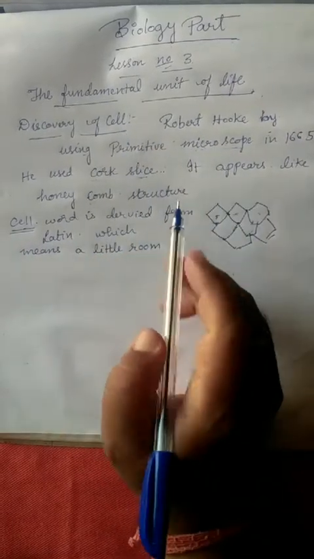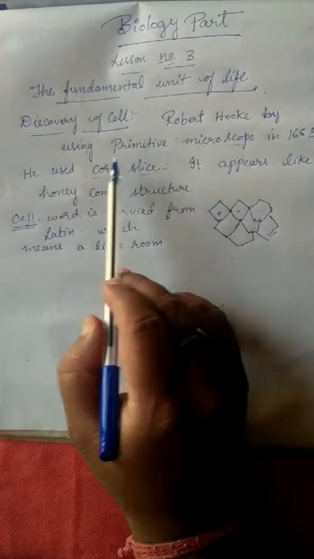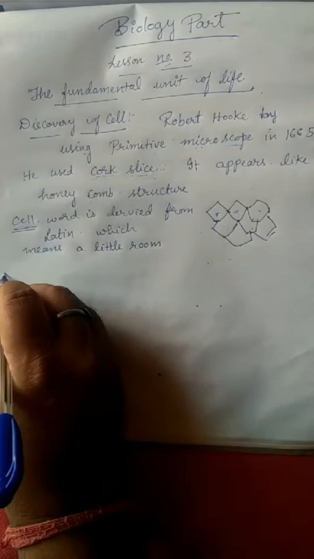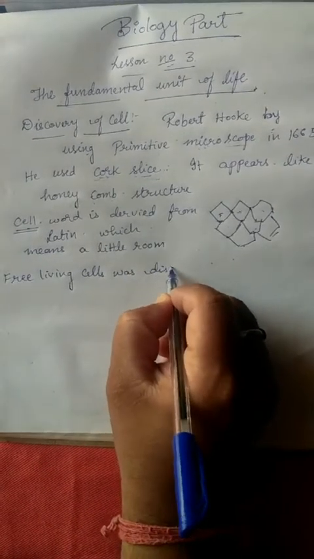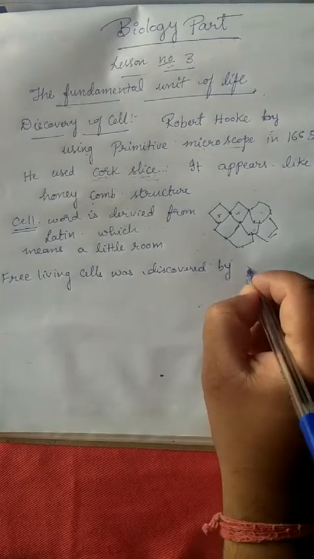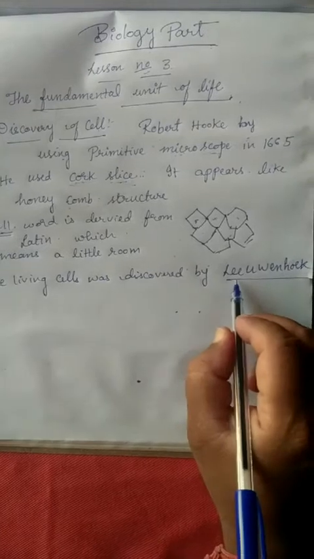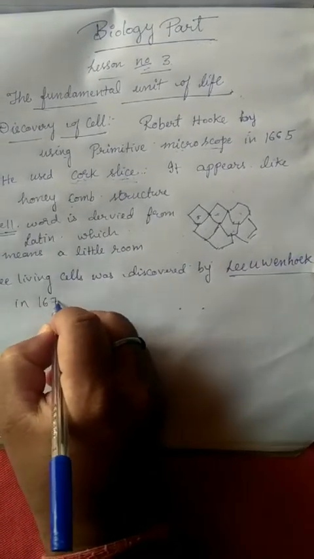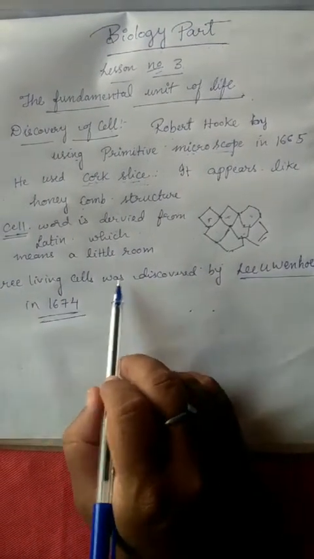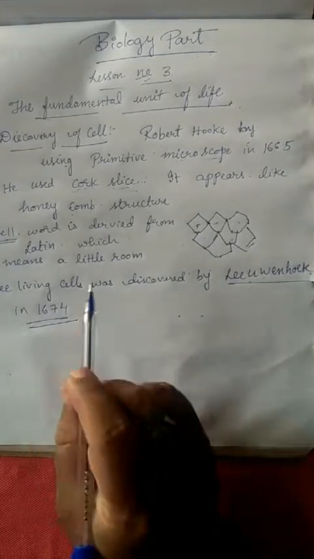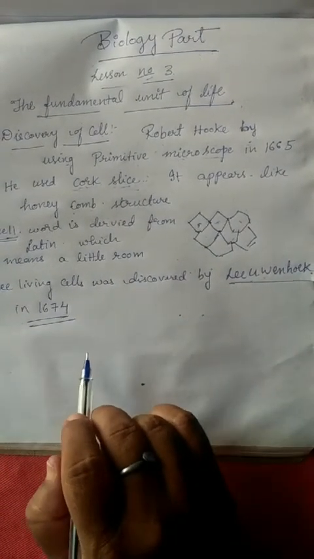But he discovered the dead cell. Remember that the cell he discovered using the cork slice was a dead cell. But free living cells, that is living cells, were discovered by the famous biologist Leeuwenhoek in 1674, which is after 9 years. So Robert Hooke discovered the dead cell first, but free living cells were discovered by Leeuwenhoek.